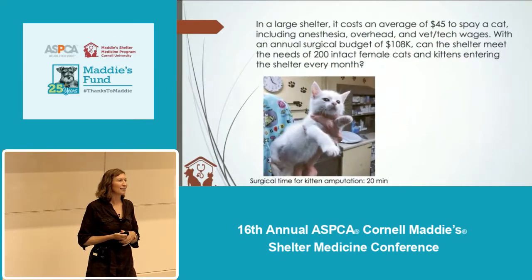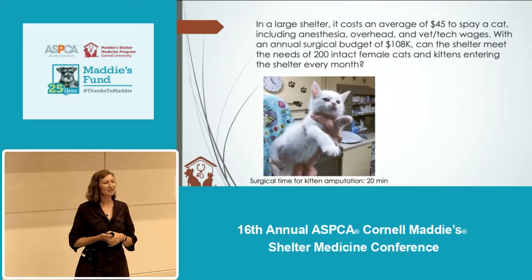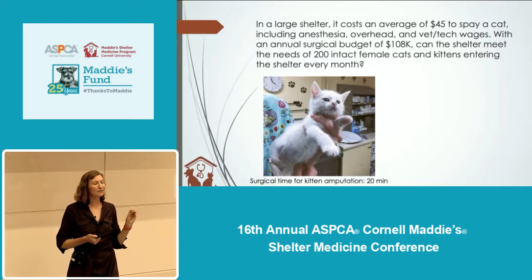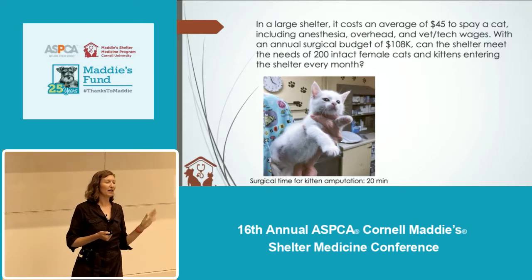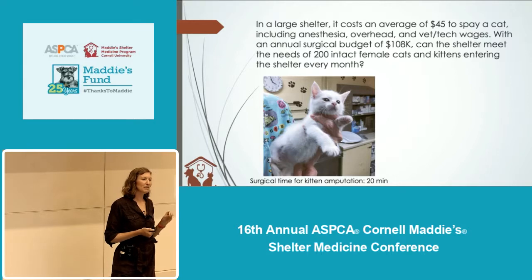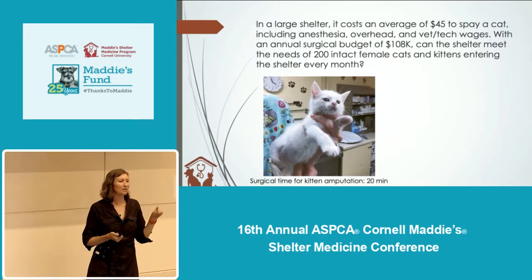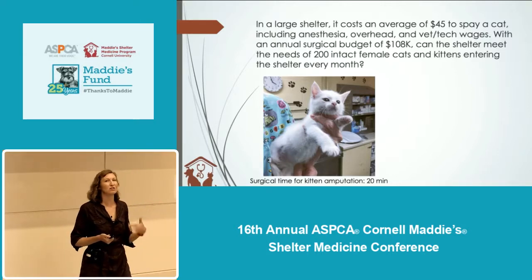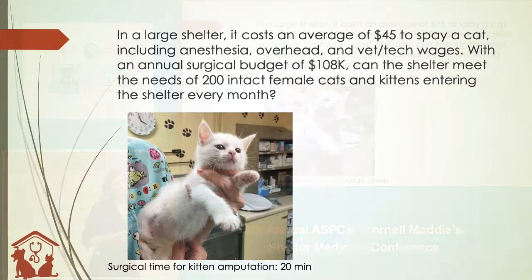So here's your problem. In a large shelter, it costs an average of $45 to spay a cat, including anesthesia, overhead, vet tech wages. With an annual surgical budget of $108,000, can the shelter meet the needs of 200 intact female cats and kittens that come into the shelter every month? It's the same equation, just as a hint.